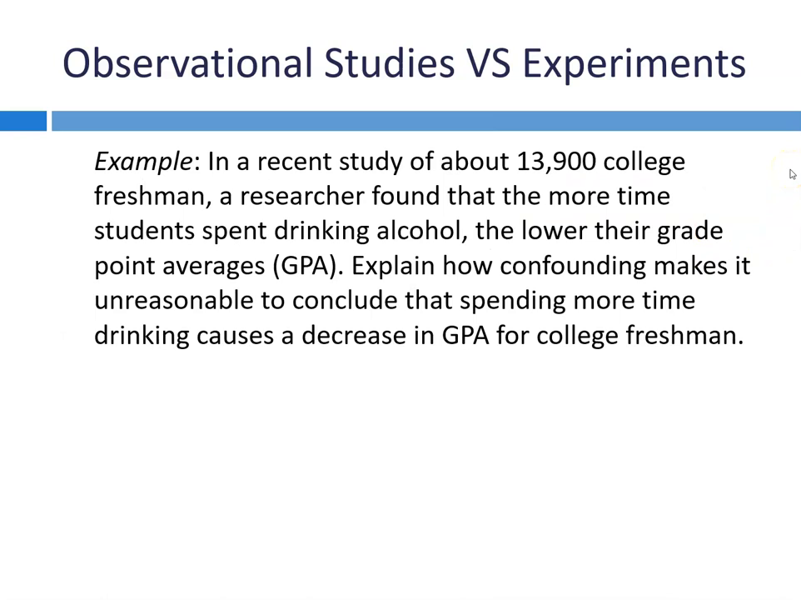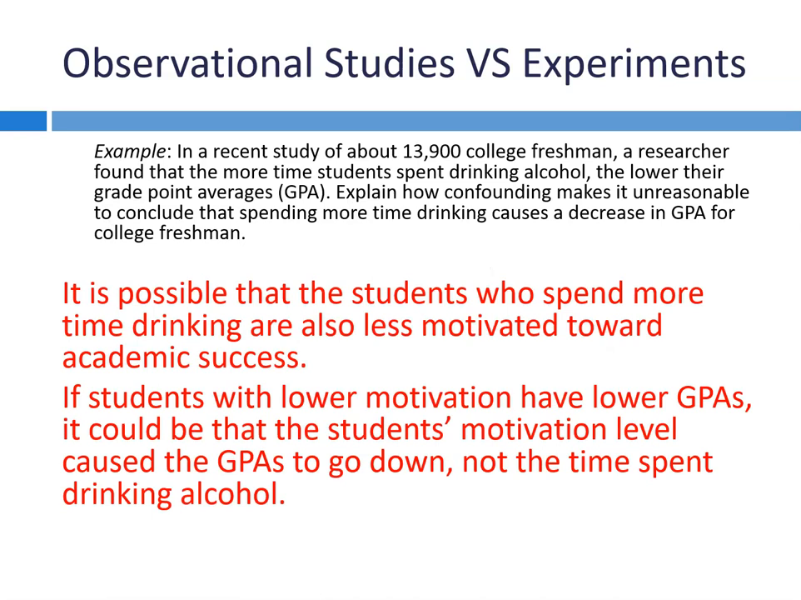In a recent study of about 13,900 college freshmen, a researcher found that the more time students spent drinking alcohol, the lower their grade point average. Explain how confounding makes it unreasonable to conclude that spending more time drinking causes a decrease in GPA for college freshmen. Well, it's possible that the students who spend more time drinking are also less motivated toward their academic success.